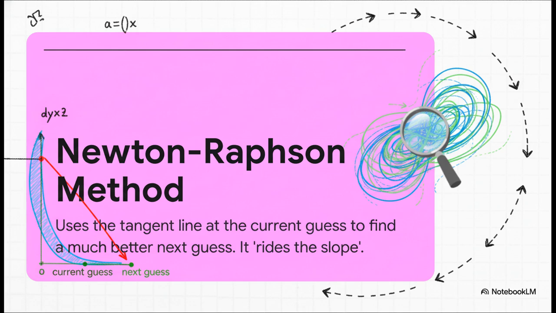And honestly, this is just pure genius. It uses a little bit of calculus to find something called the derivative. But don't worry, that's just a fancy way of saying it finds the exact slope of the curve at whatever point you're on. Then it draws a straight line following that slope and just sees where that line hits 0. And boom, that spot becomes your next and way, way better guess.